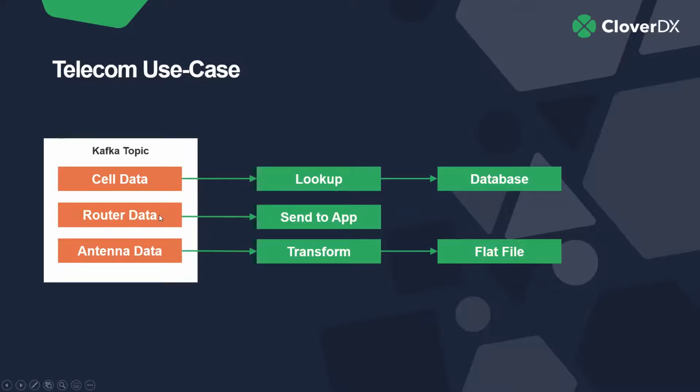For router data, we just want to take that data, get it into a standard columnized format, and then send it to an application via a payload via an HTTP connector or application. For antenna data, we're going to want to do some transformation. In my case that I'm going to show you guys in a second, it's an aggregation to do a simple report and then send that to a flat file in memory. So I'm going to jump into CloverDX Designer to show you guys what that looks like and take you through that process.